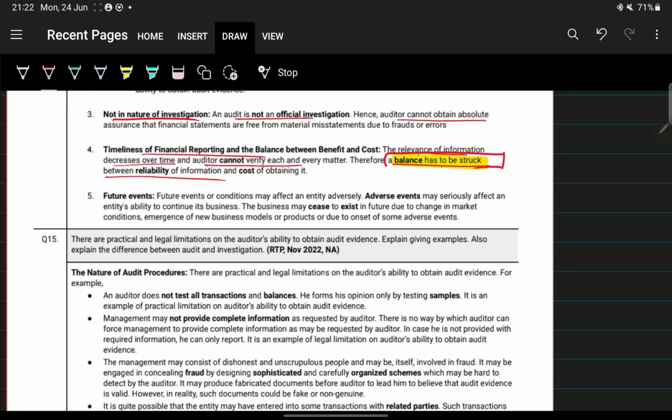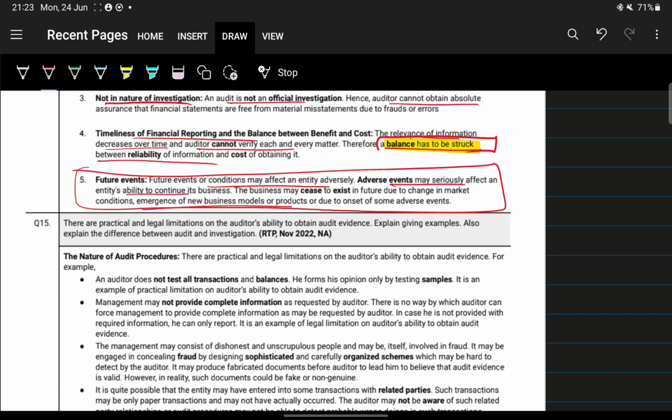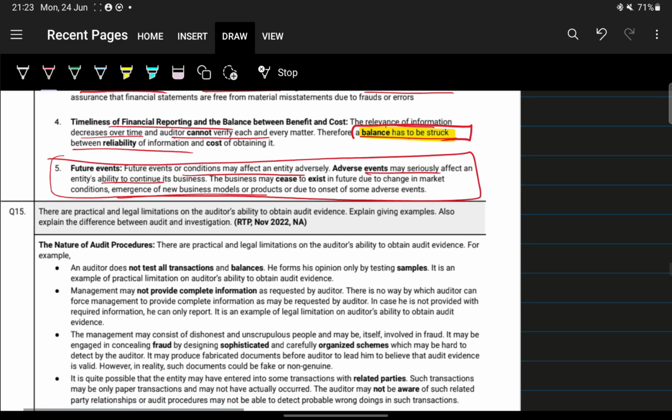Okay, next, future events. Future events may adversely affect an entity. Adverse events may seriously affect an entity's ability to continue its business. Basically what we have to see is that these future events are not considered by an auditor, and they have a significant effect, right? Or they might adversely affect the entity's ability to continue.